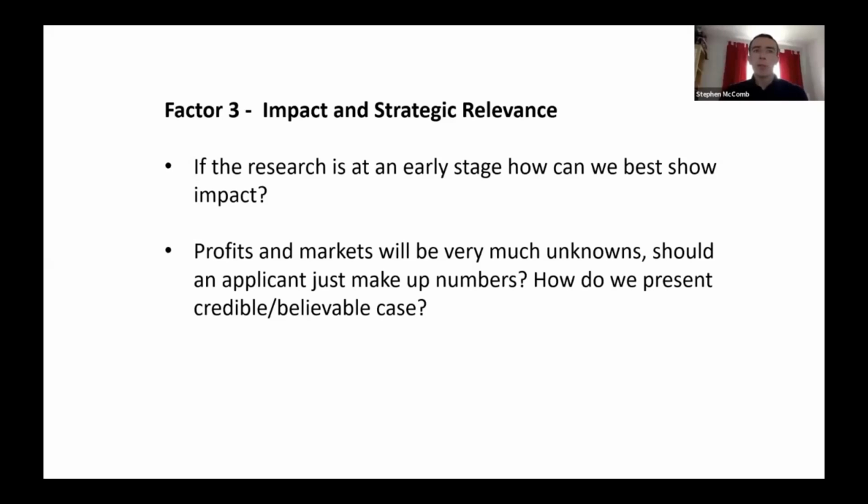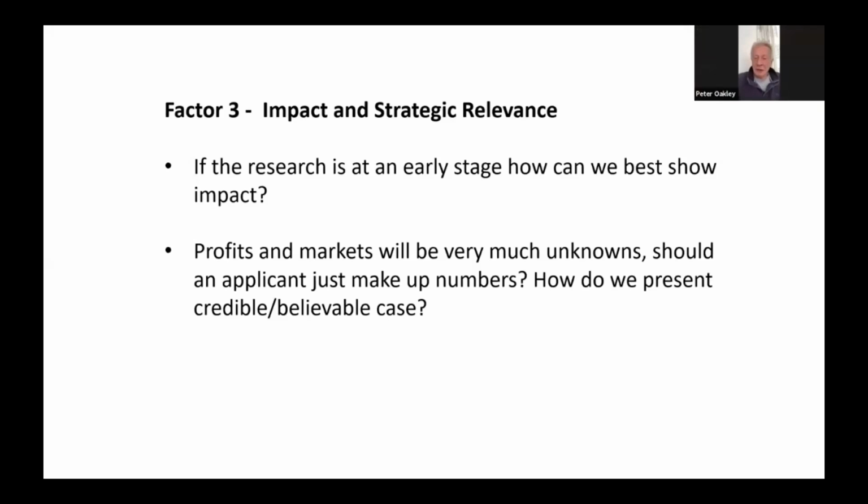Profits and markets will be very much an unknown when we look at future business, and our current business climate highlights that. So what should an applicant do about trying to showcase the numbers that are potential, and how do they present a credible case where they're just not making up random numbers, but something which is believable to the assessors? Well, certainly I would counsel against making up random numbers, because they will pretty well rapidly be destroyed in the peer review and the sifting process.